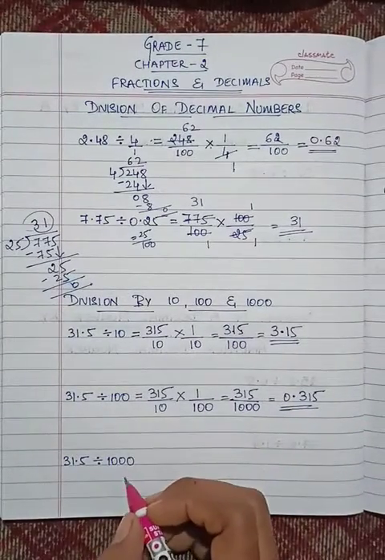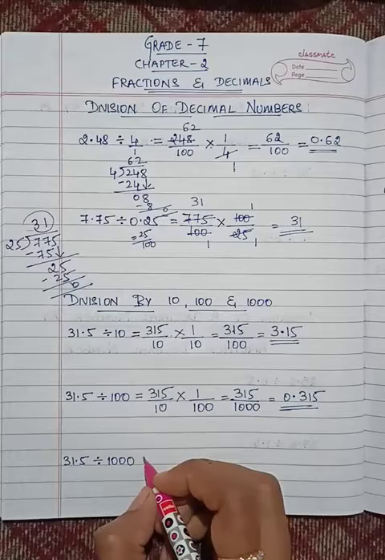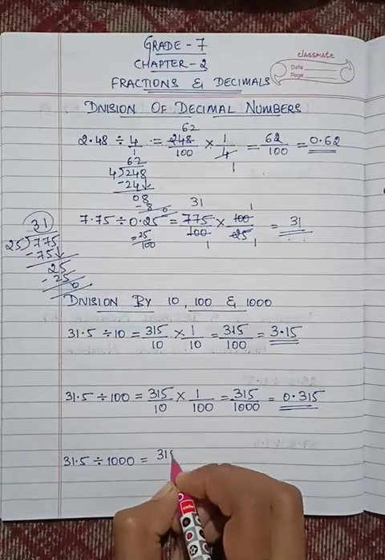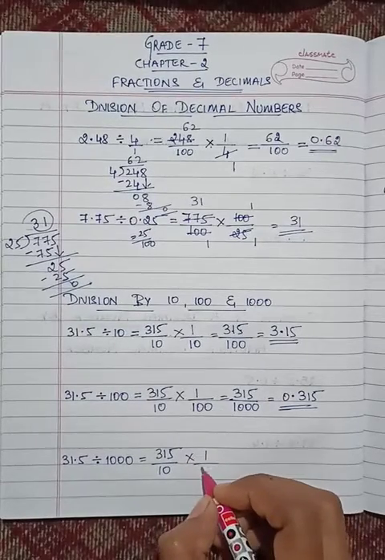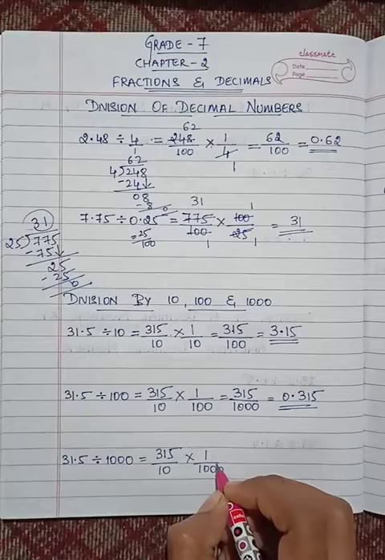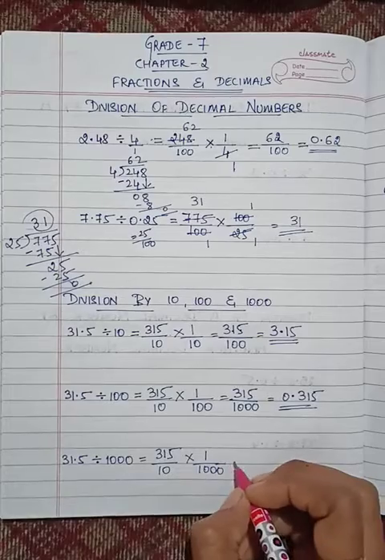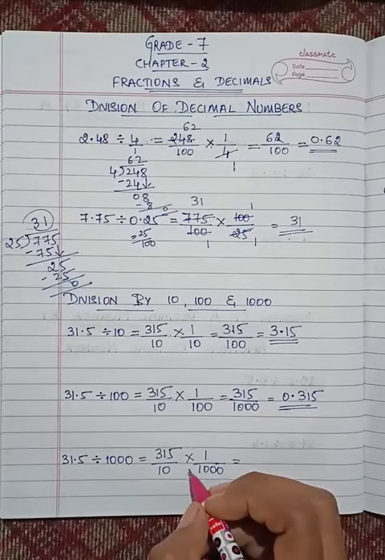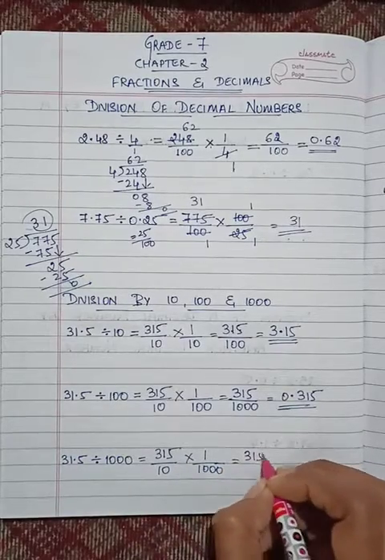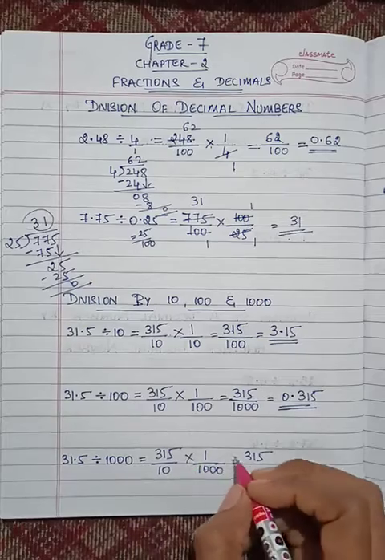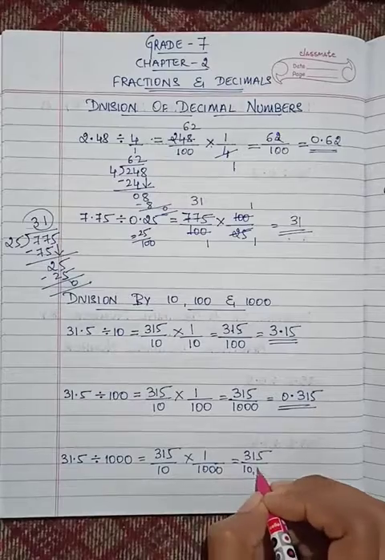The third example under this is 31.5 divided by 1000. So quickly I'll write it as 315 divided by 10 into 1. I am reciprocating it, 1000. So here I have taken 1 by 1000. So now there is no chance of cross multiplication, so I am doing the direct multiplication, that is 315 multiplied by 1 is 315 divided by 10 into 1000 is 10,000.